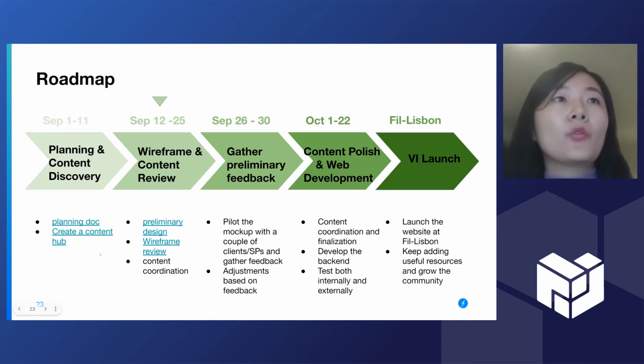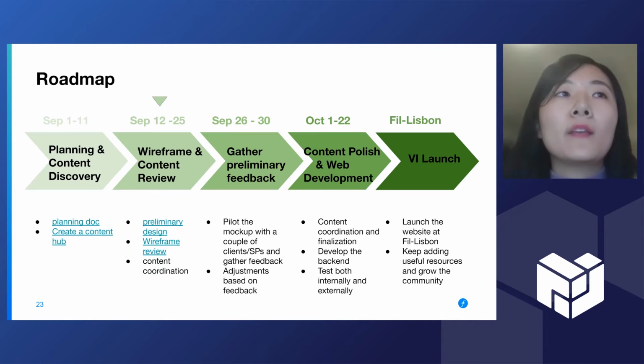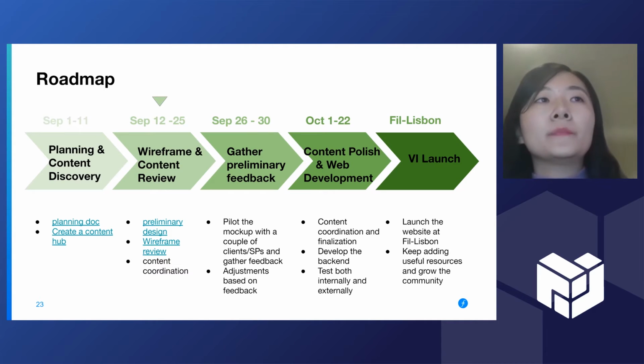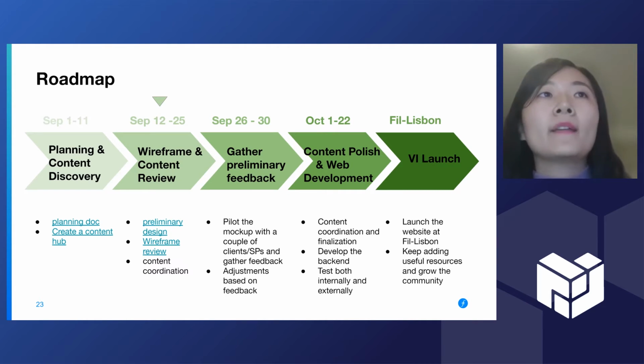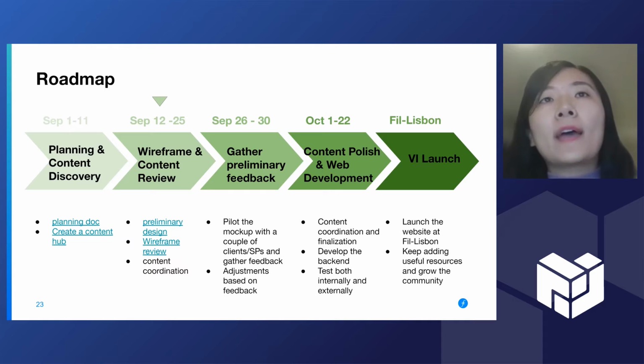We'll work with some folks on our team, the client growth team, to develop the planning documentation, source the content and assess the content gap, and really just see what kind of information we could already leverage from Filecoin IO, the main website. The next step is to gather preliminary feedback for this website and work with our customers, clients, and some storage providers to get their feedback while we are still developing the mockup.